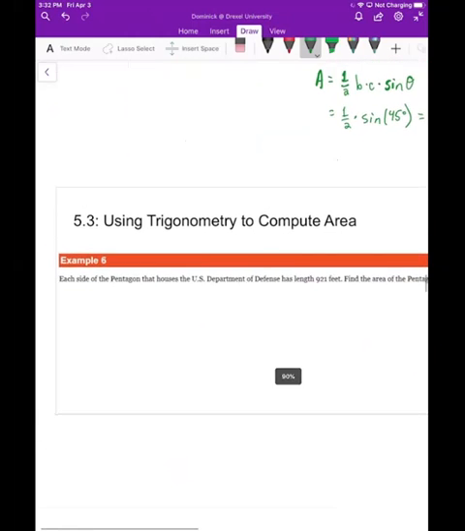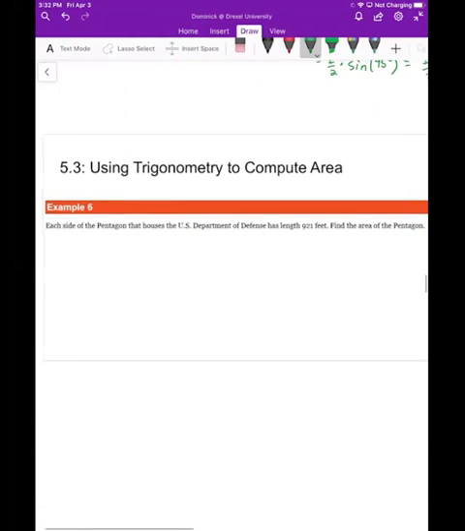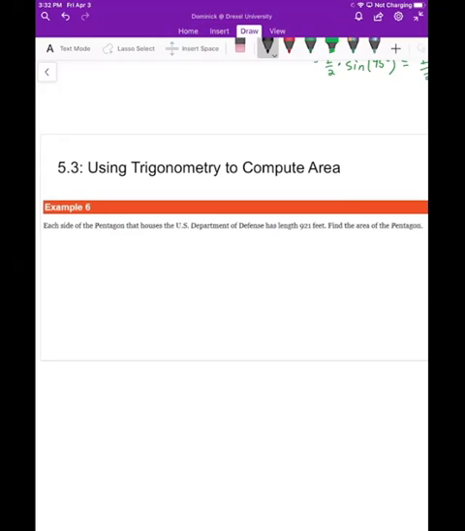So now we can apply this to the pentagon. And we're saying that if we're looking at the pentagon, and we'll assume that it's regular, so it means that all these things are the same, we have that each side is 921 feet. Right, and they're of course all the same. And we want to find the area. All right.